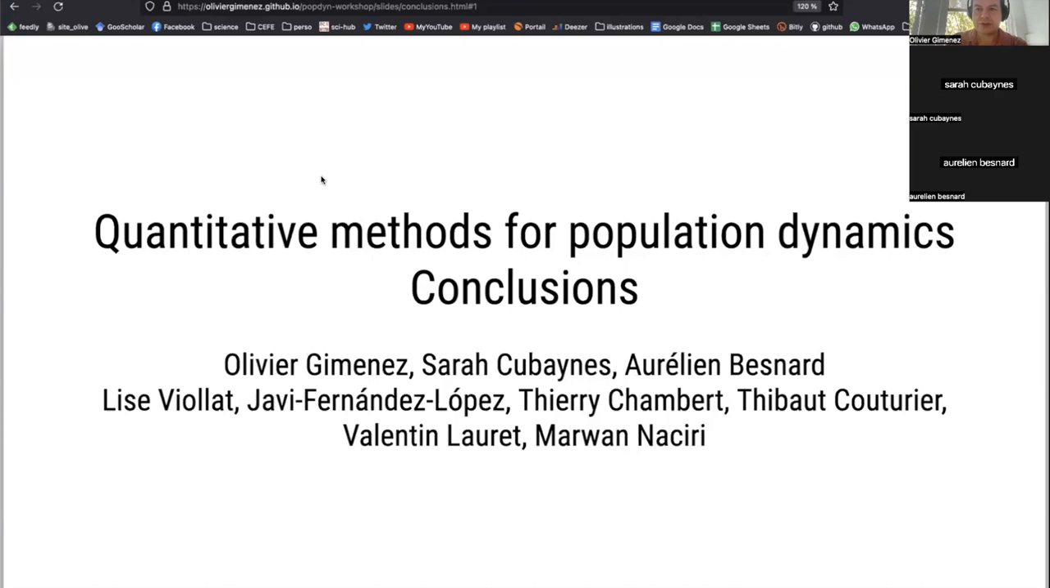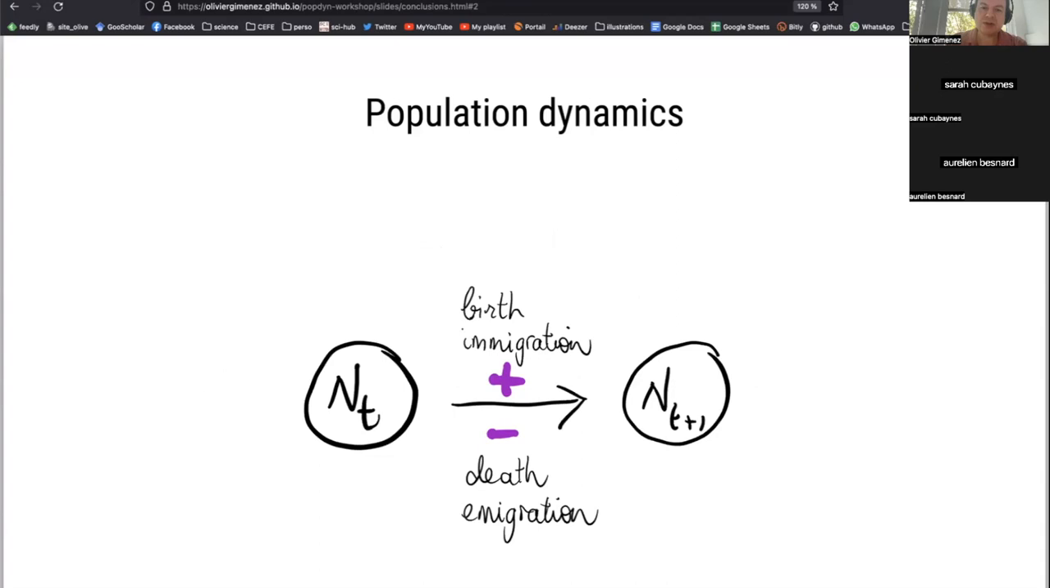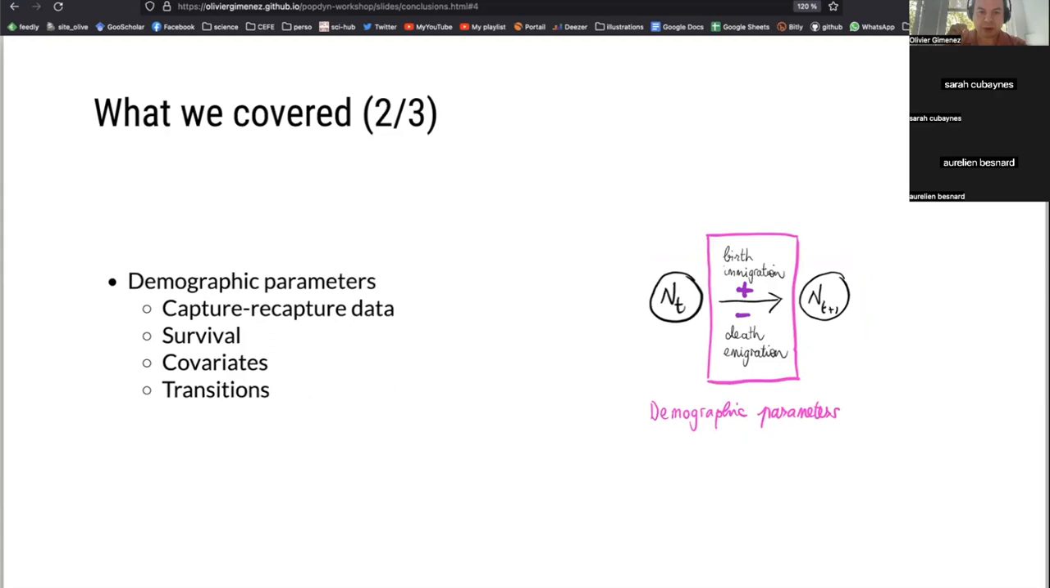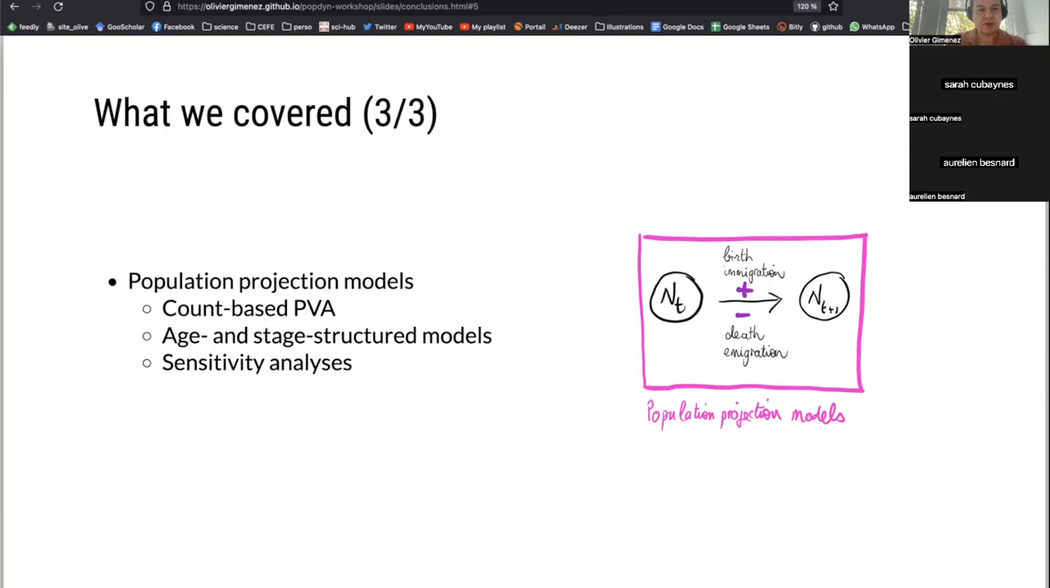So we've seen how to model population dynamics, how to estimate population size with Aurélien, abundance and density with counting methods, detectability issues, capture-recapture, distance sampling, and emission models. Okay, so that's the output. And then we saw how to estimate the demographic parameters, open the black box, and estimate survival and transition probabilities with capture-recapture data. And today we learned how to project populations in the future and use count-based population viability analysis, age and stage structured models, and sensitivity analysis.